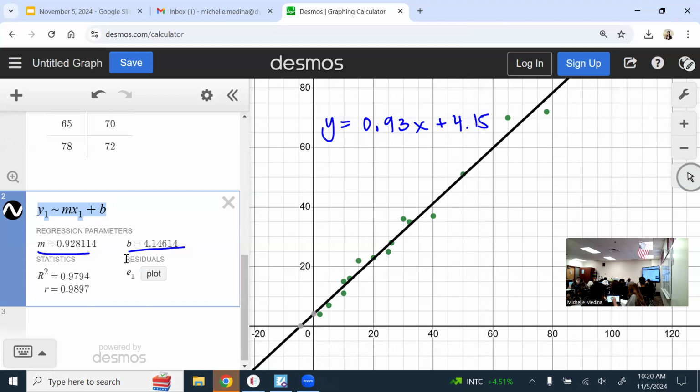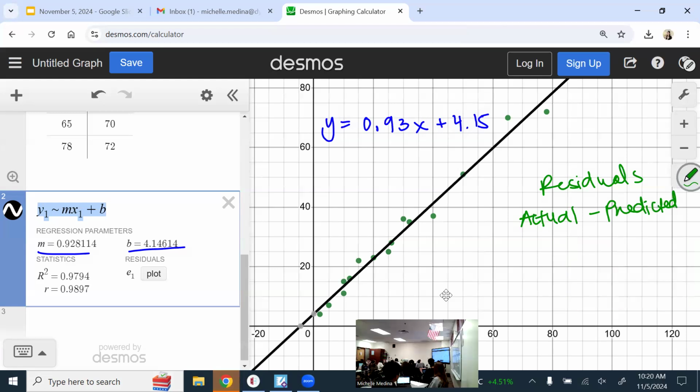On Friday, you learned about residuals. Whether you actually watched the video or not, you have a few questions on your test about it, so hopefully go back and watch it if you weren't here. But residuals are your actual value minus your predicted value. The actual values come from your data, from your scatter plot.